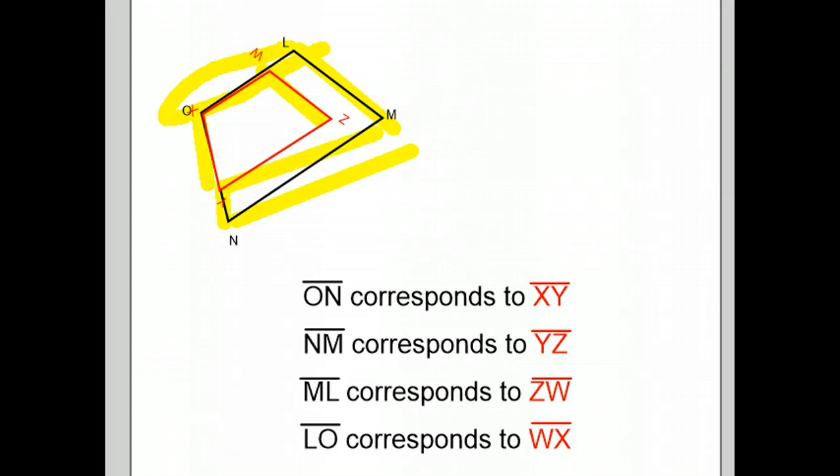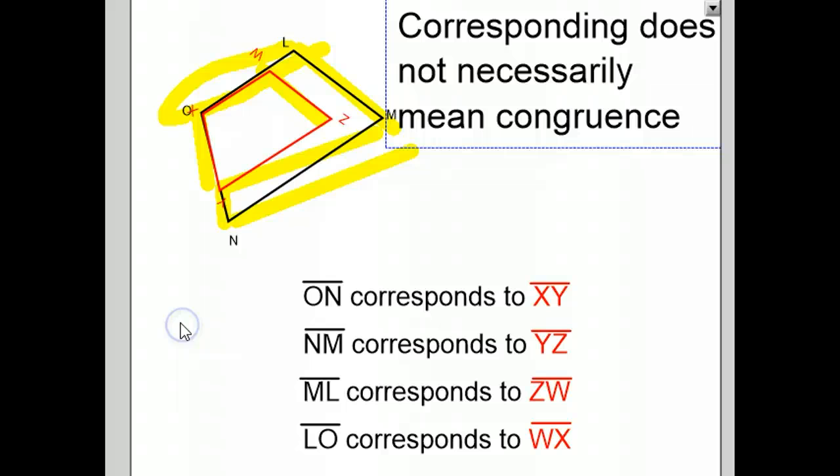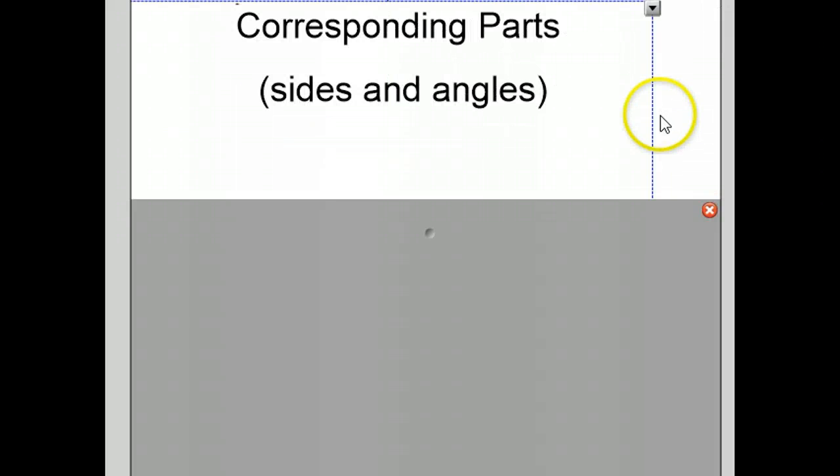So correspondence doesn't necessarily mean congruent. Corresponding does not necessarily mean congruence. It just so happened that in the case of these corresponding figures, the corresponding angles were congruent, but as we can see here, the corresponding sides are not congruent. So let's take a look at an example of congruent figures where corresponding parts are also congruent. Let me reiterate, we're talking about corresponding parts, we're talking about sides and angles.